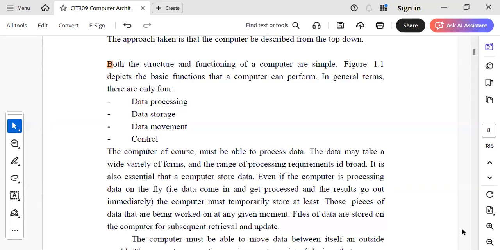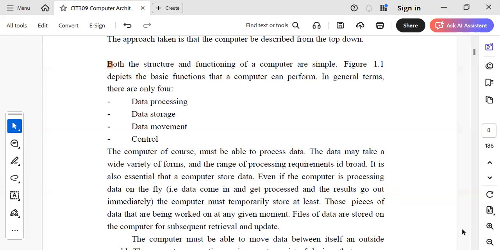Both the structure and functioning of a computer are simple. Figure 1.1 is... Are you there? Should I continue? Yes, continue. That figure is down, down, down. It's not yet time for it. Just mention the basic functions.